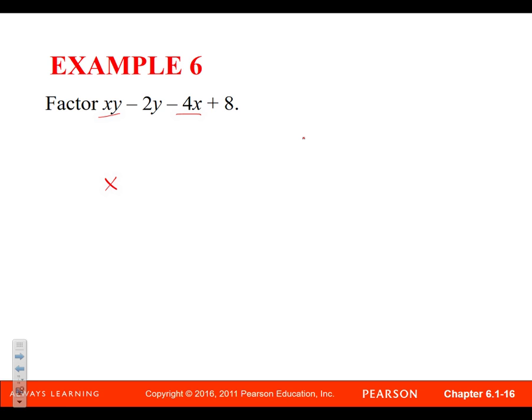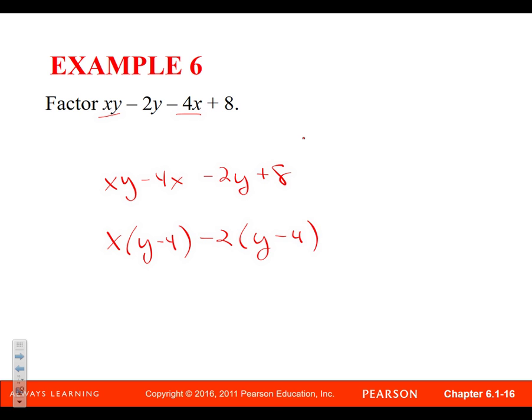So if I group the XY with the negative 4X and then leave the negative 2Y with the 8, kind of like that, I can see I can factor out an X here, can't I? So if I factor out the X, I'm going to have Y minus 4. Over on the other side, I can factor out a negative 2. That would leave me with a Y minus 4 as well. And you can see that they're both going to have a Y minus 4 in there. You see it?